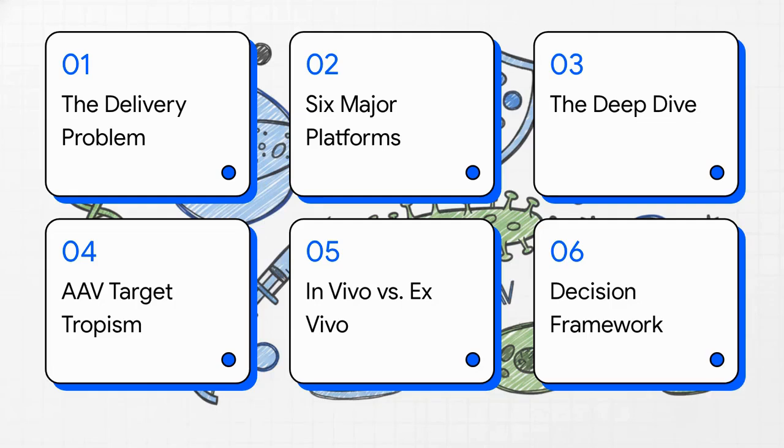Okay, let's dive into this. Here's our roadmap for demystifying this massive genetic bottleneck. We're going to cover the delivery problem, the 6 major platforms, do a deep dive into comparisons, explore AAV target tropism, contrast in vivo versus ex vivo strategies, and wrap up with a decision framework.